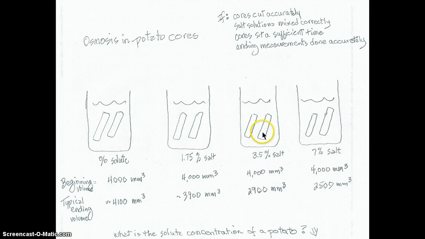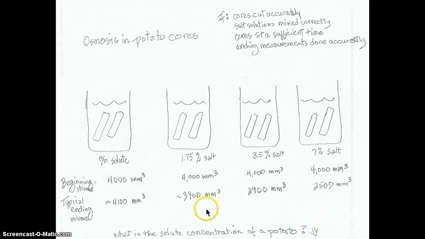And the reason for that is that the cores are even more hypotonic in relation to the hypertonic water that they're in. So more water went out than went back in, and the cores shrunk. 7% theoretically would be an even stronger concentration gradient from the hypotonic cores, more water moving out into the 7% salt solution than would move back in, and therefore they decrease in size a lot. Now, can we tell from this data what the solute concentration of the potato is?